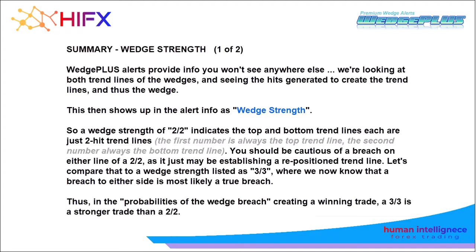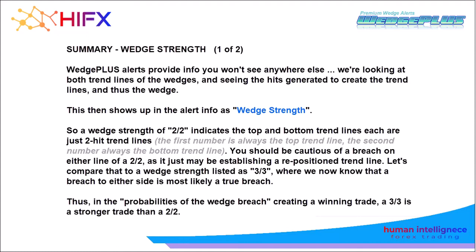Wedge plus alerts provide info you won't see anywhere else. We're looking at both trend lines of the wedges and seeing the hits generated to create trend lines and thus the wedge. So while we're told it's a wedge, while we're told a breach of the wedge is a trade, we don't see it that way. We see the wedge as 2 independent trend lines that are just going to cross. So really, when you're a wedge trader, you are a trend line trader. Pure and simple.